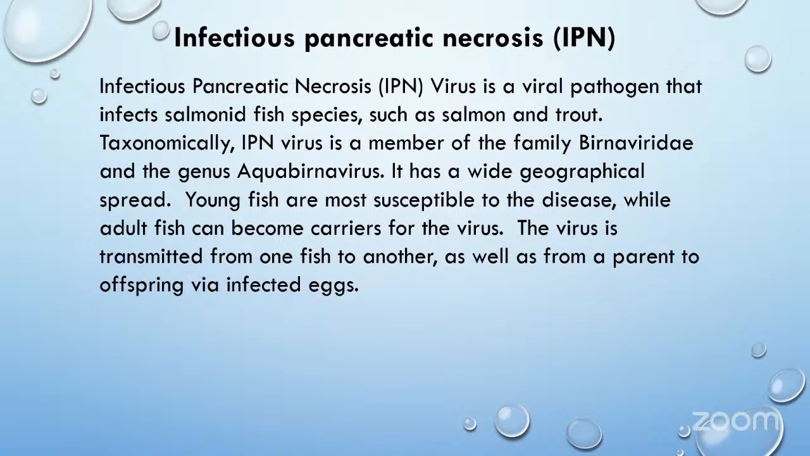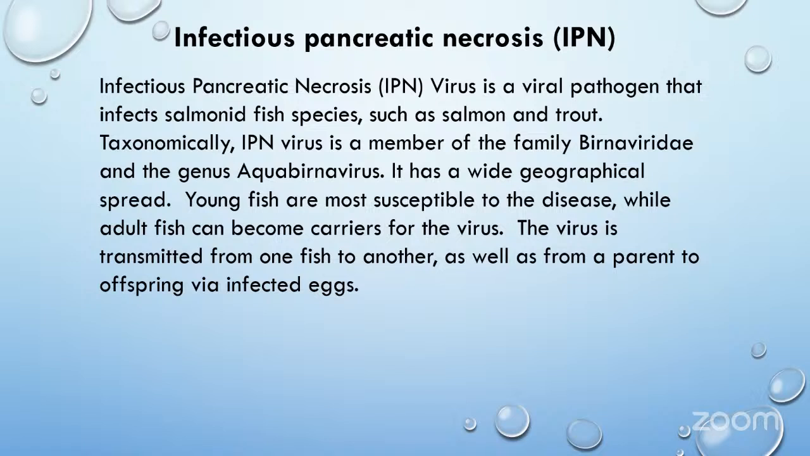Next, the third disease is infectious pancreatic necrosis. We can also call it IPN. So this IPN virus is a viral pathogen that infects salmonid fish species such as salmon and trout. Taxonomically, IPN virus is a member of the family Birnaviridae and the genus Aquabirnavirus. It has a wide geographical spread.